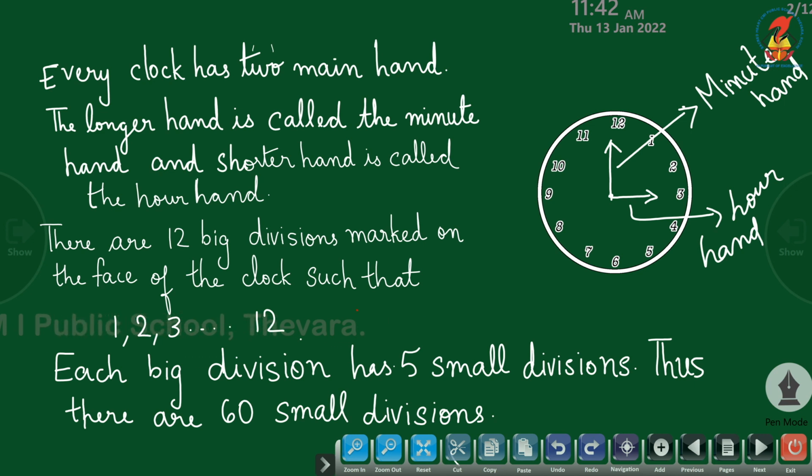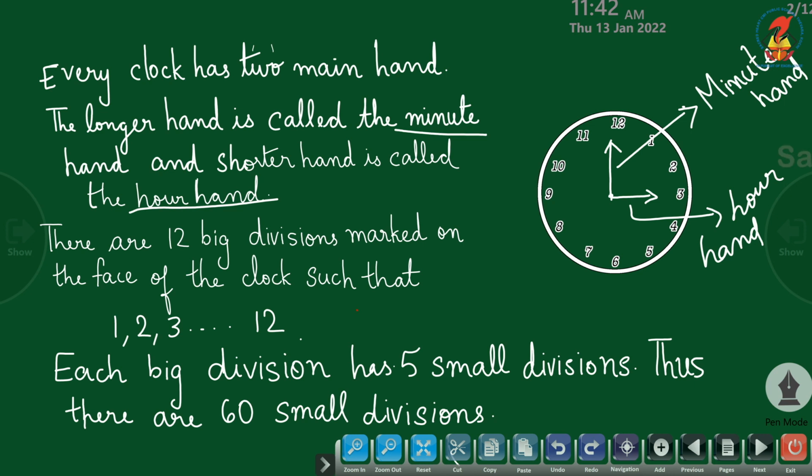So every clock has two main hands. The longer hand is called the minute hand. The shorter hand is called the hour hand. So this is the longer hand, that is the minute hand. This is the shorter hand, that is called the hour hand.